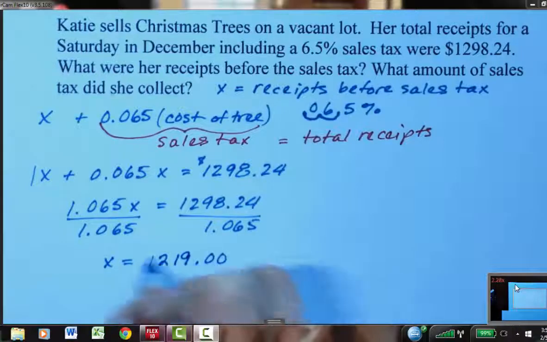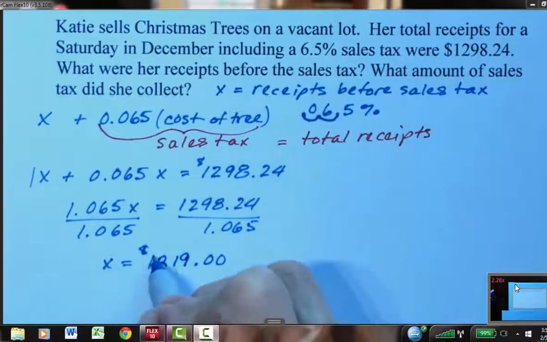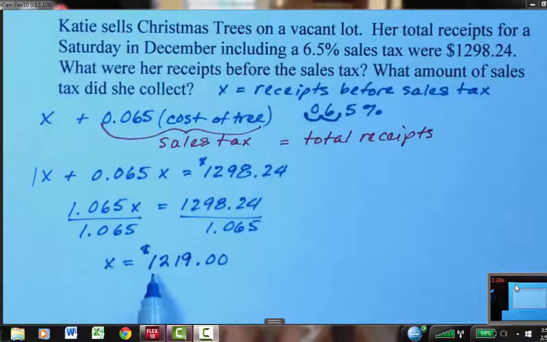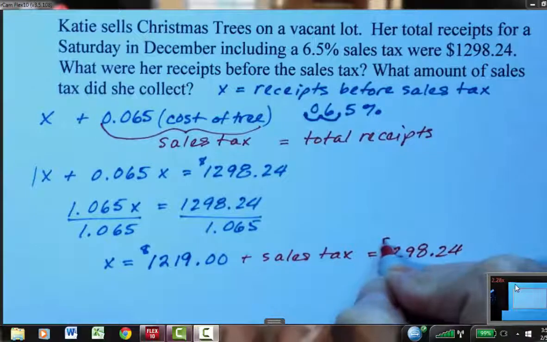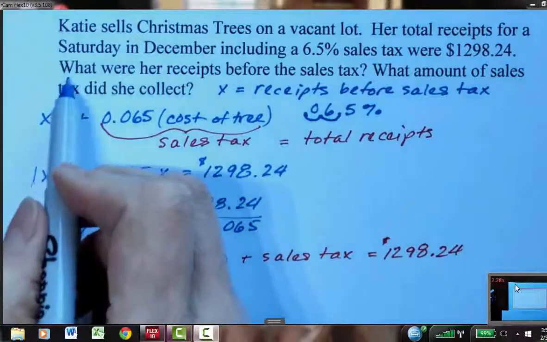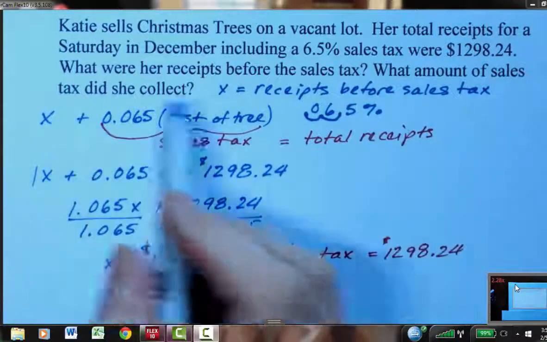When we calculate that out, we come to $1,219 even. So that's how much money Katie took in when she sold the trees. This amount is what she got just for the trees, and then she had to pay the sales tax on top of that. So this amount plus the sales tax is going to equal the $1,298.24. The first part of the question asks, what were her receipts before the sales tax? That's the $1,219. And then it asks, what amount of sales tax did she collect?